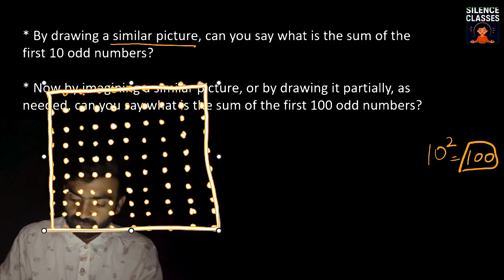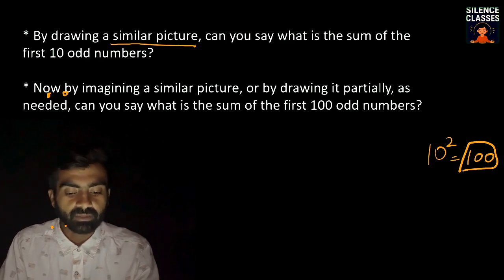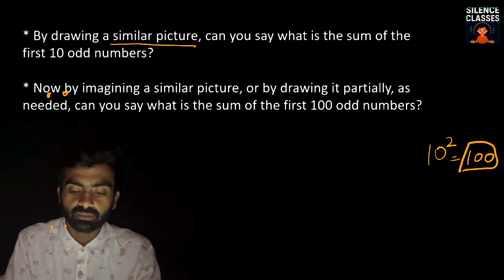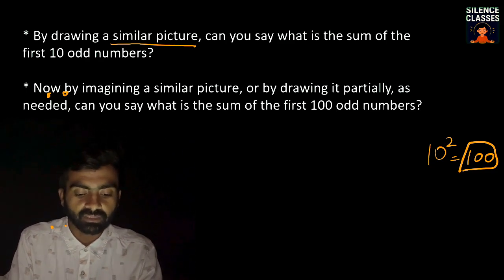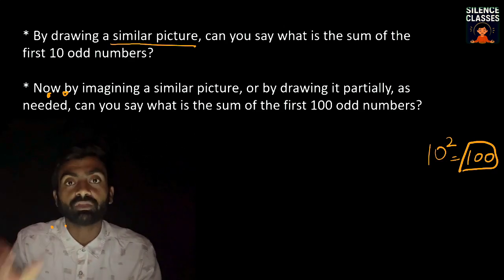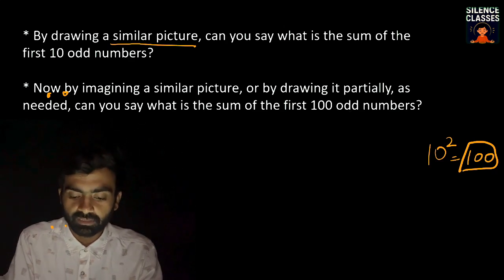Now the next question is asking, by imagining the similar picture which we have drawn over here, or by drawing it partially as needed, can you say what is the sum of the 100 odd numbers? Means now we have to talk about 100 odd numbers. If we draw that particular diagram, it will become very big. So you can write it down in this particular manner.